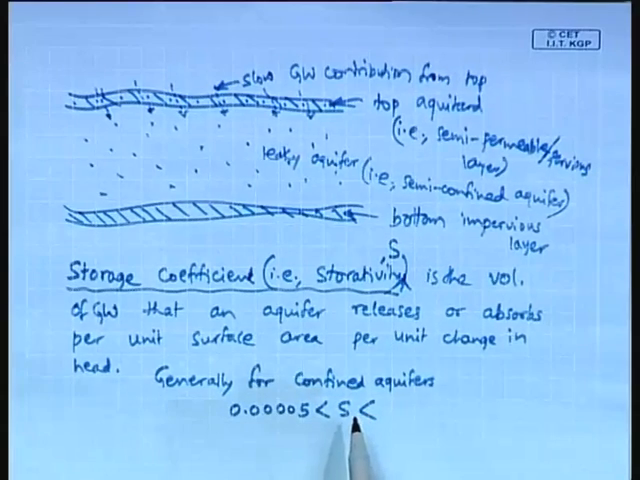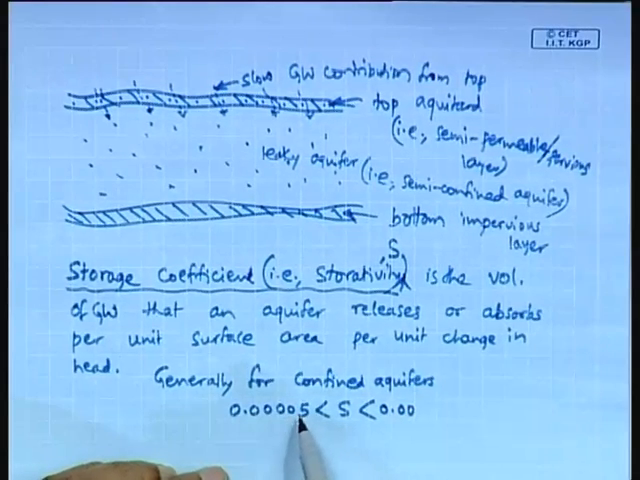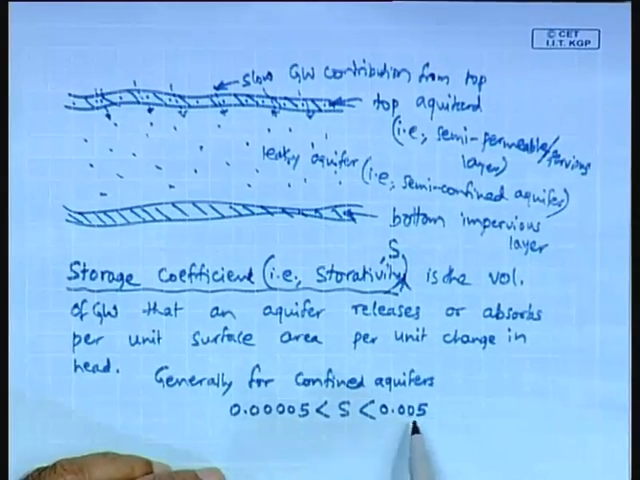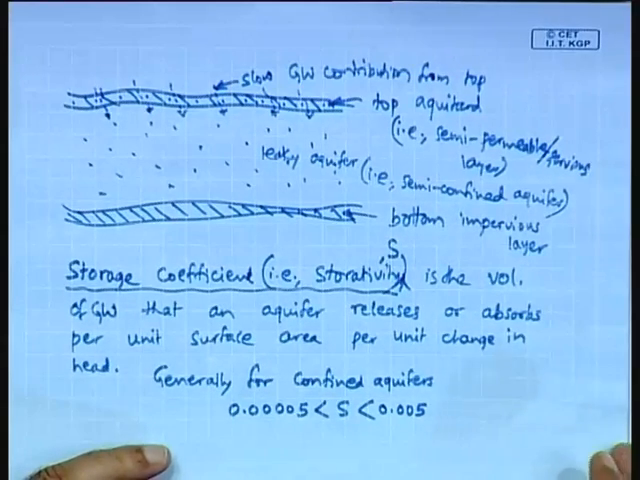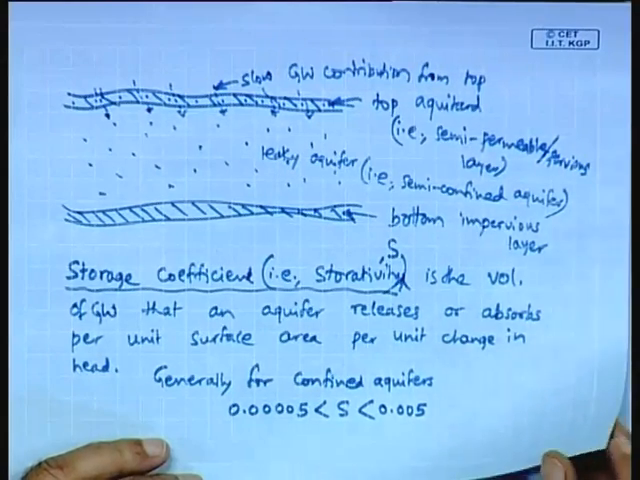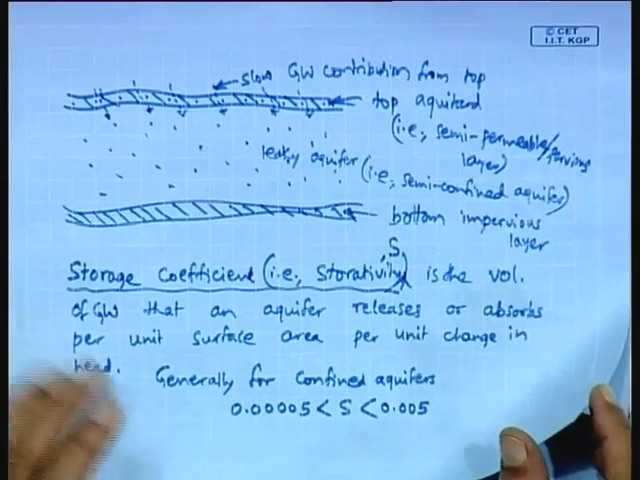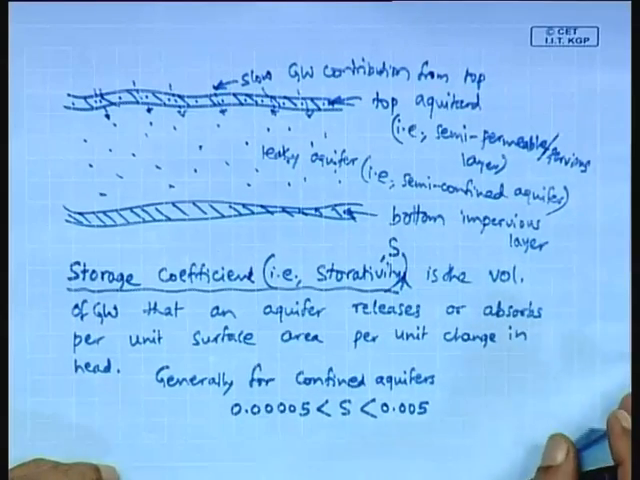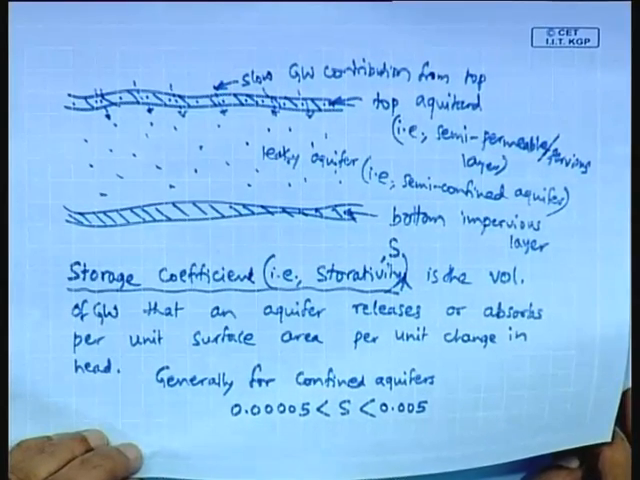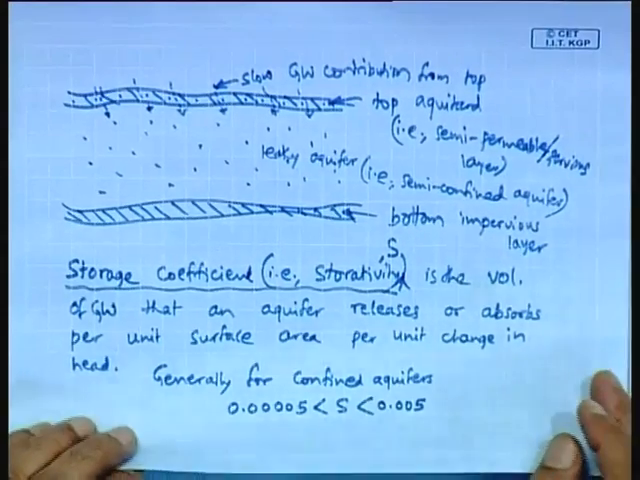will be in the range of 5 × 10⁻⁵ to 5 × 10⁻³. So, this is the storage coefficient, and the specific yield or the total groundwater yield from an aquifer very much depends upon this parameter. And so, this storage coefficient is considered as one of the three important formation constants of an aquifer, the other two being the hydraulic conductivity or permeability and transmissivity or transmissibility, which of course we will discuss sometime later in this lecture.